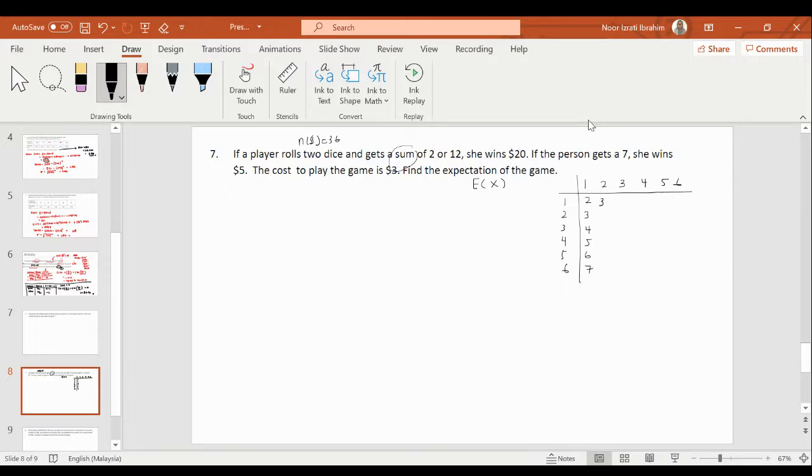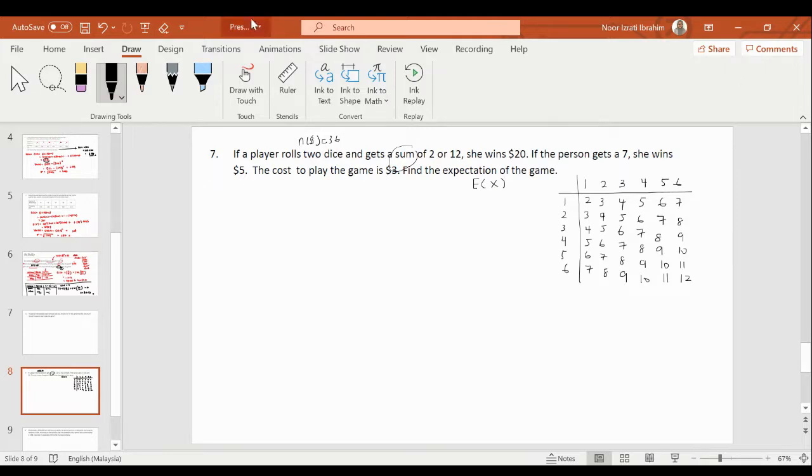2 plus 1 is 3, 3, 4, 5, 6, 7, 8. Then 4, 5, 6, 7, 8, 9. Then 5, 6, 7, 8, 9, 10. Then 6, 7, 8, 9, 10, 11. Then 7, 8, 9, 10, 11, 12. Now we see the sum when we roll 2 dice.